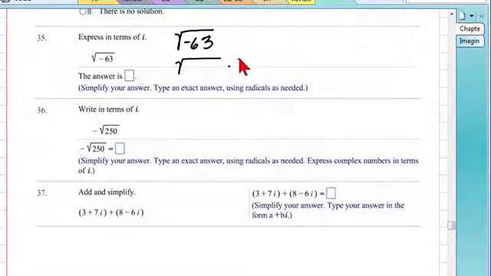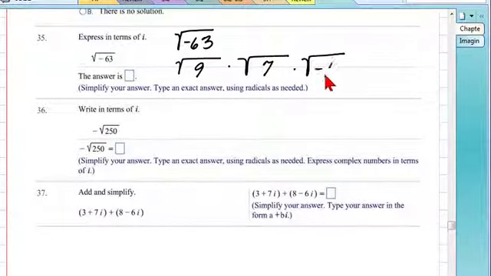Okay, 9 times 7. So I'm going to need 3 radicals this time. You're welcome to do it in your head if you want. The perfect square is 9, the non-perfect square is 7, and I also have a negative 1 tacked on there. So what is the square root of 9? 3 times the square root of 7, and the square root of negative 1 is i.